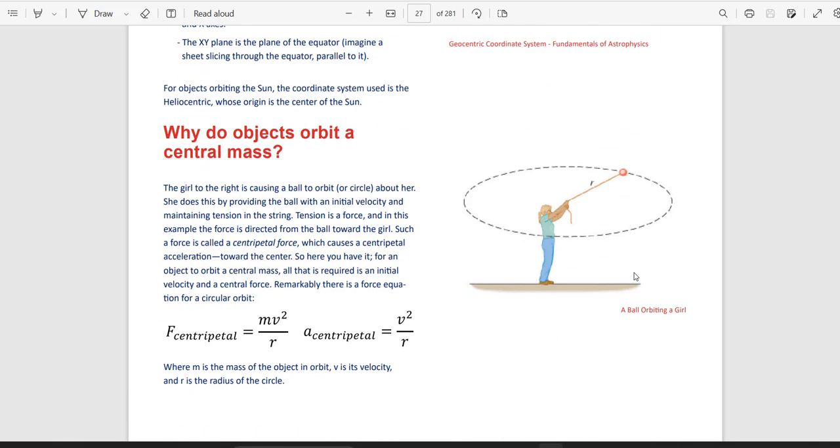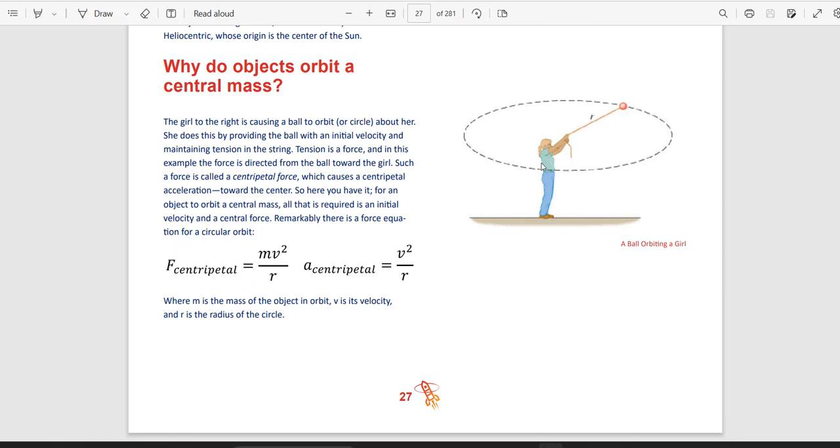So why do objects orbit a central mass? Okay, the girl to the right here is causing a ball to orbit or circle about her. She does this by providing the ball with an initial velocity and maintaining tension in the string. Tension is a force, and in this example, the force is directed from the ball, from here, towards the girl. Such a force is called centripetal force, which causes a centripetal acceleration, so towards the center. So here you have it. For an object to orbit a central mass, all that is required is an initial velocity and a central force.